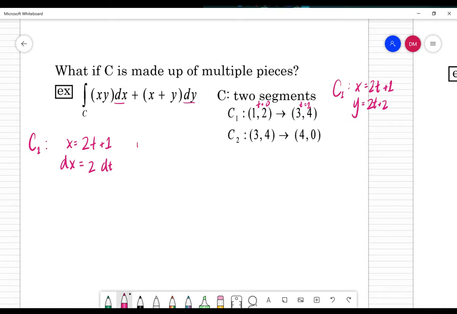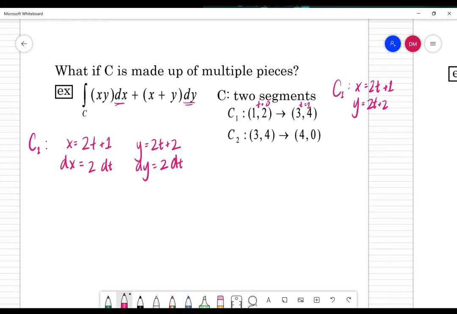If I do the same thing for y equal to 2t plus 2, and I take dy, that would give me 2 dt. So I have a little bit of a simpler job here in setting this up because I don't have to replace a ds, right? Notice we didn't have ds, we had dx and dy. So those are what I'm looking to replace with something in terms of t. I can do that by taking the derivative of both those x and y equations of my parametric equations.